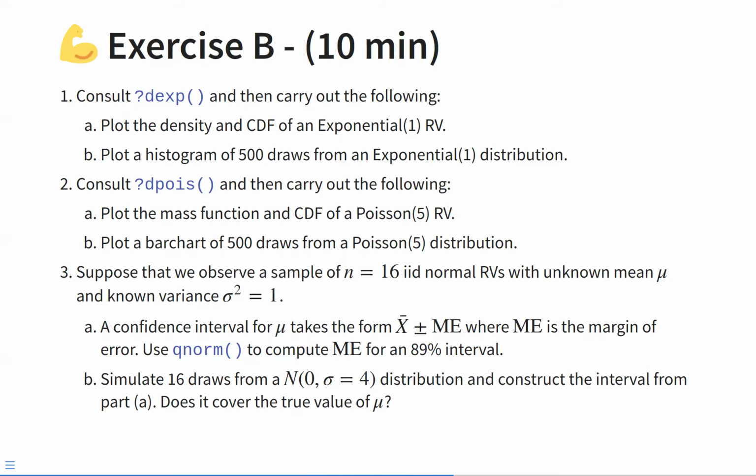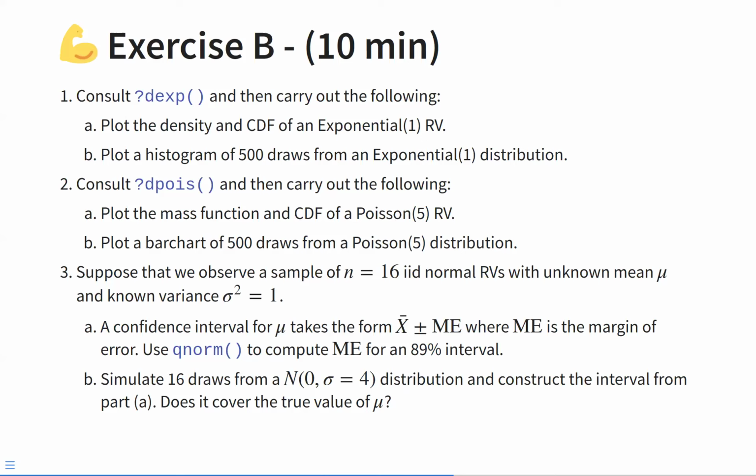So that's the end of this segment. It was a very short segment on the normal random variable and the binomial random variable to help you see how to use the d, p, and r functions for each of these two random variables. And now it's your turn to play around with some additional random variables in R. Question 1 is going to ask you about the exponential random variable. Question 2 about the Poisson random variable.